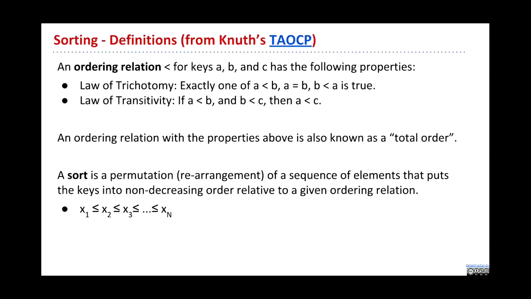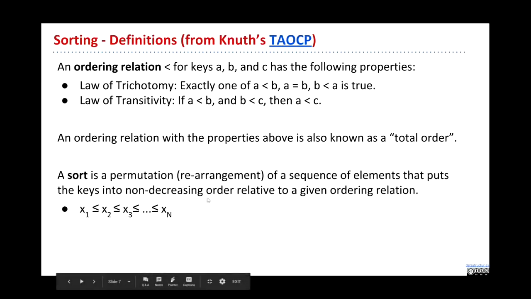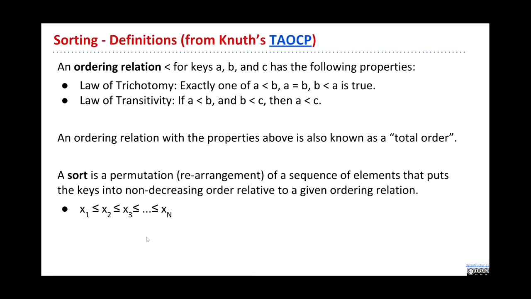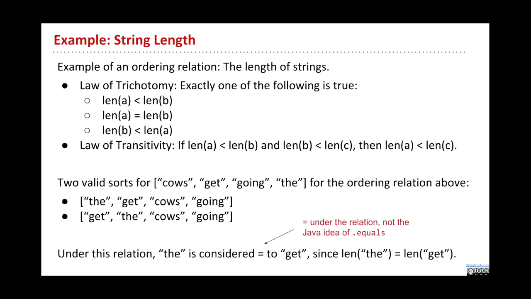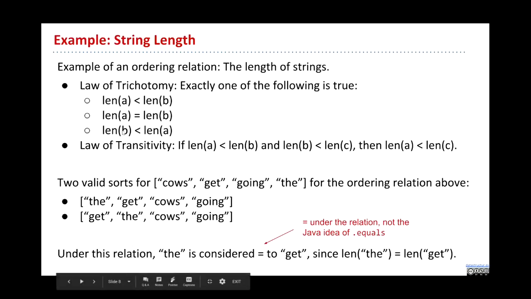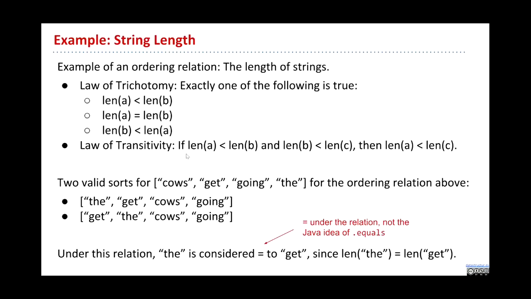Any ordering with those properties he calls a total order, and you may know that notion. So then sorting is to rearrange or permute your items such that they are in non-decreasing order according to your less than operation. So that's sorting. For example, let's say we want to sort strings by their length. The length of a string obeys both those laws. Either string A is shorter than string B, or B is shorter than A, or they have the same length. And it is clearly transitive. If we have the strings cows, get, going, V, for this ordering relation, there are 2 correct sorts.